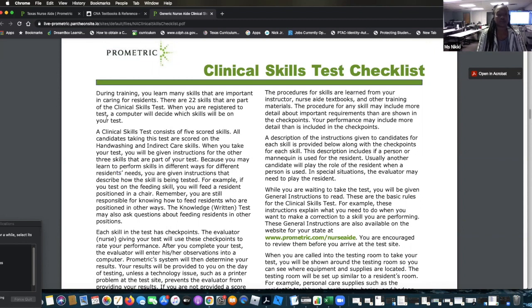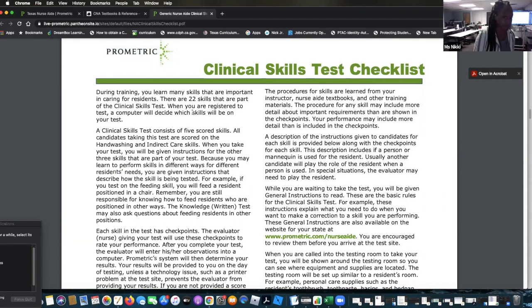When you are registered to test, a computer will decide which skills will be on your test. The examiner that comes out, who is hired by the state through a service, doesn't designate what skills you get. It's already spun through a computer and shot out, and that's what you get. And she can't change them either.